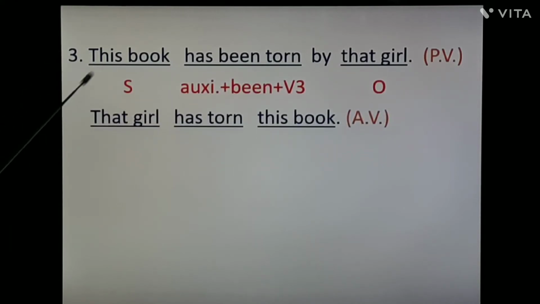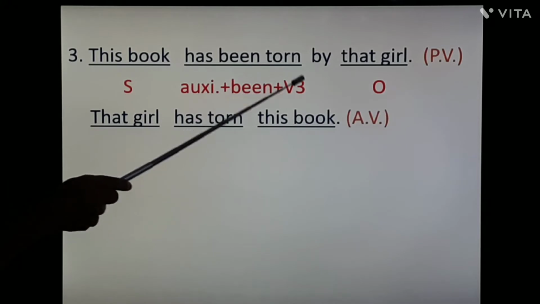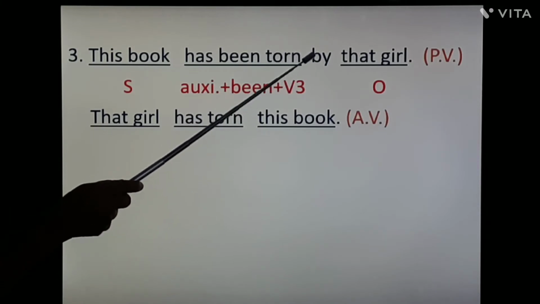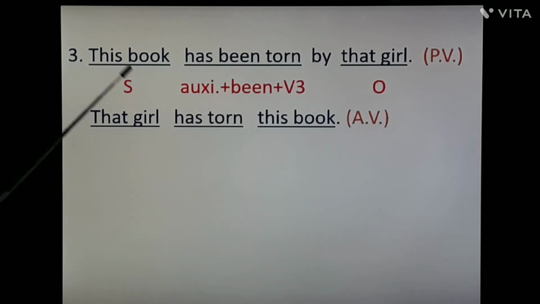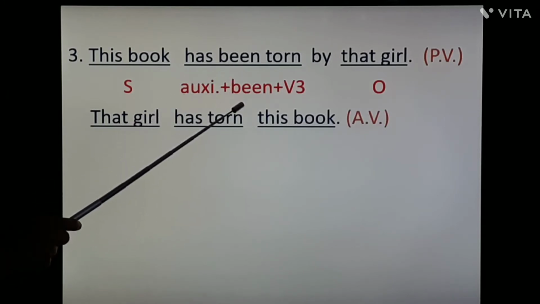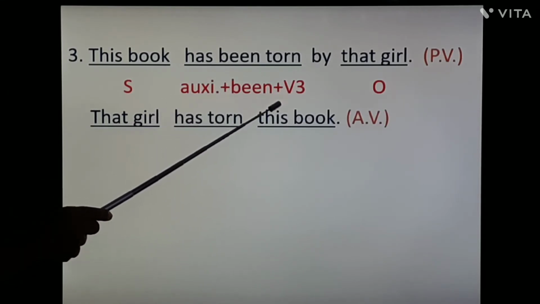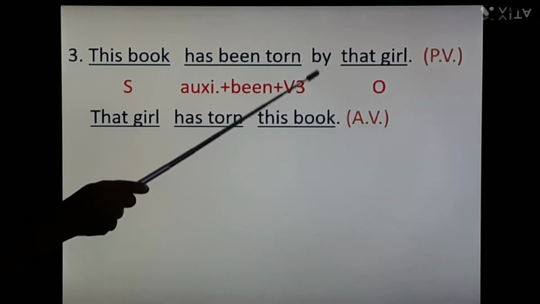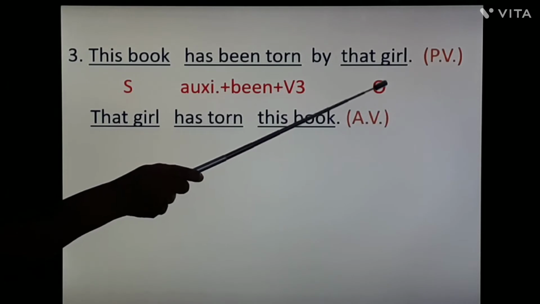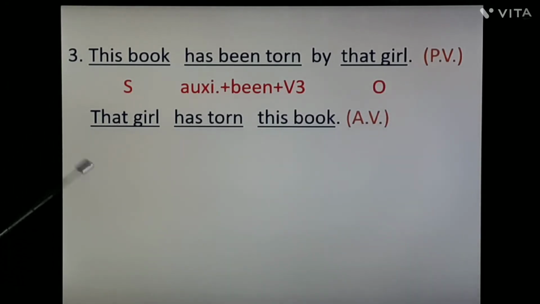Next, this book has been torn by that girl. This is passive voice. Why? Because been is given and by is given. That's why. So here this book, that is subject, has auxiliary verb. Been you have to put, torn, then V3 form. After putting by you have to use that girl, that is an object, that is passive voice. Now how to turn to active?